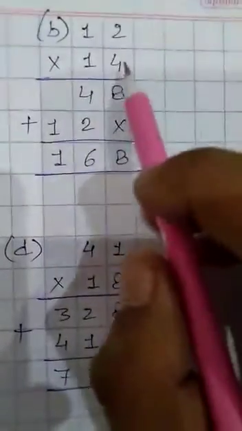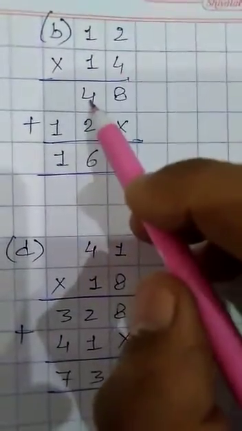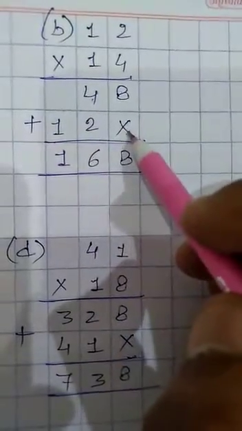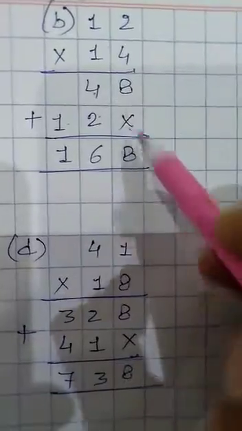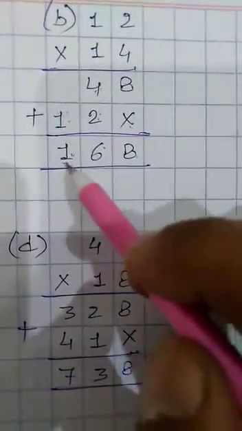Question B, 12 multiplied by 14, same as before: 4 twos are 8, 4 ones are 4. So here we will write 1 cross, 1 two is 2 and 1 one is 1. Now we will add 8, 4 and 2, 6 and 1. 168 will be the answer.